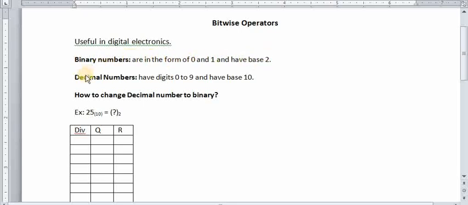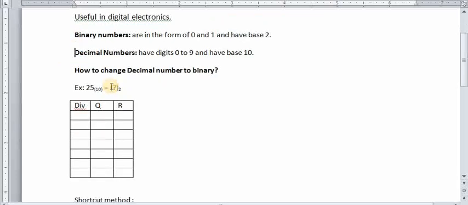Next one is decimal numbers. The numbers you usually use are known as decimal numbers. They have the digits 0 to 9 and have base 10, because if you count 0 to 10, it becomes 10. That's why we call them decimal numbers. They have base 10. To understand the Bitwise operator you should know how to convert decimal to binary and binary to decimal.